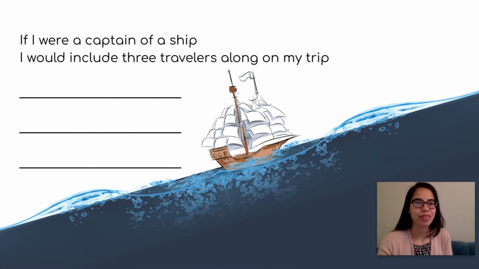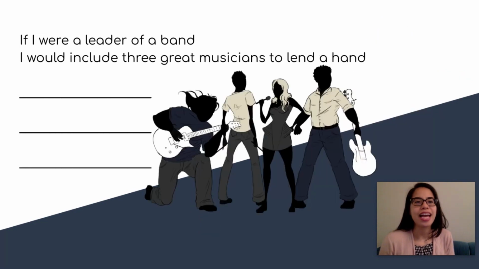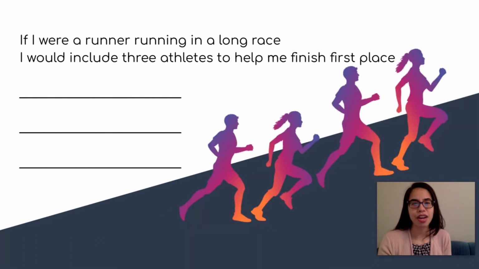poem. If I were a captain of a ship, I would include 3 travelers along on my trip. If I were a principal of a school, I would include 3 teachers whom I think are cool. If I were a leader of a band, I would include 3 great musicians to lend a hand. If I were the owner of my new place with a key, I would include 3 friends to come and visit me. If I were a runner running in a long race, I would include 3 athletes to help me finish first place.